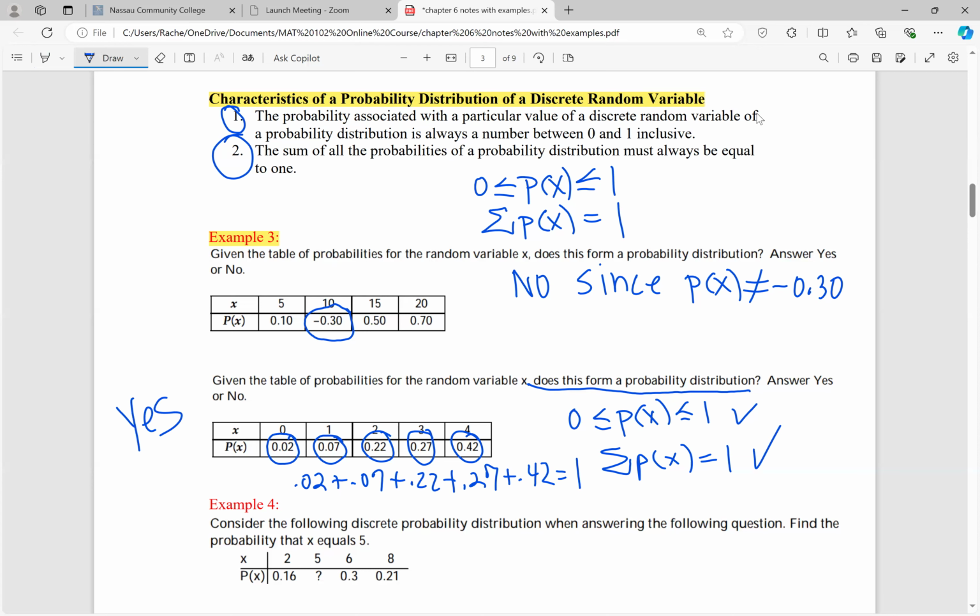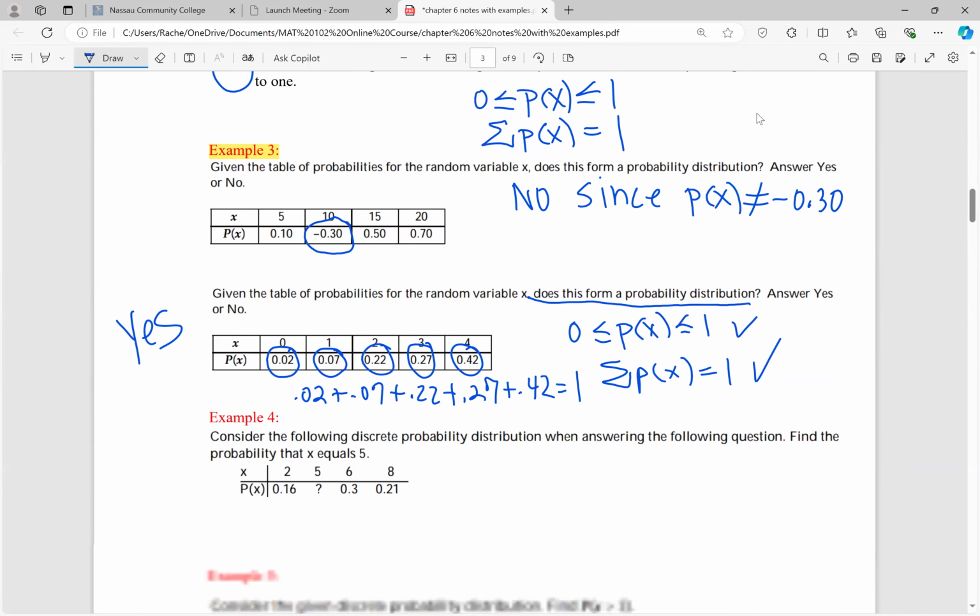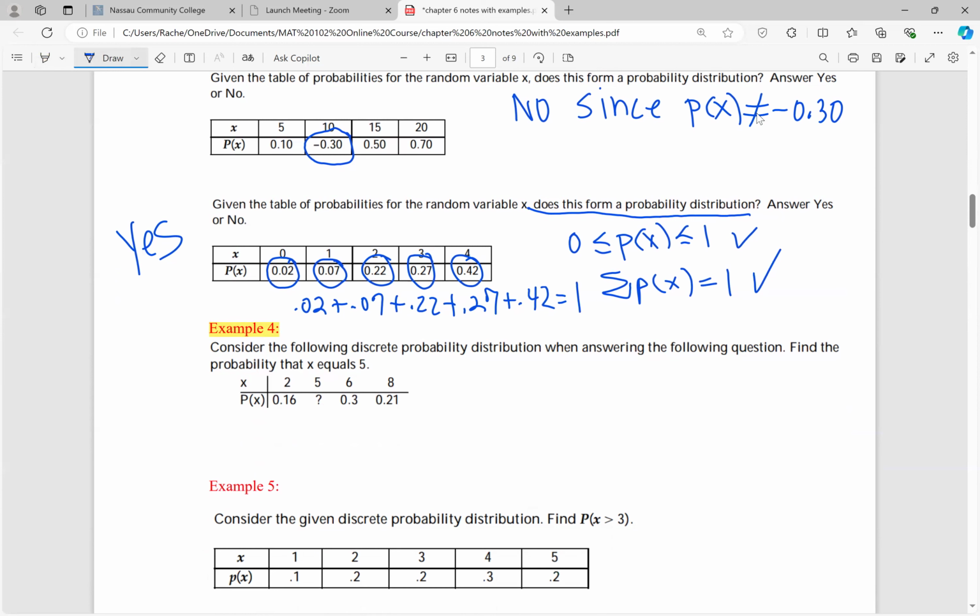We can also use probability distributions to answer questions. So let's look at example 4. Example 4 says, consider the following discrete probability distribution. Find the probability that x equals 5. So you'll see the possible values of x in this case are 2, 5, 6, and 8. And we know the probability that x is 2 is 0.16. The probability that x is 6 is 0.3. And the probability that x is 8 is 0.21. But the probability of x equals 5 is missing. Think for a minute how we could get that missing probability.